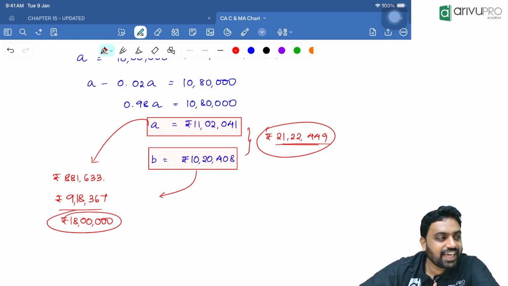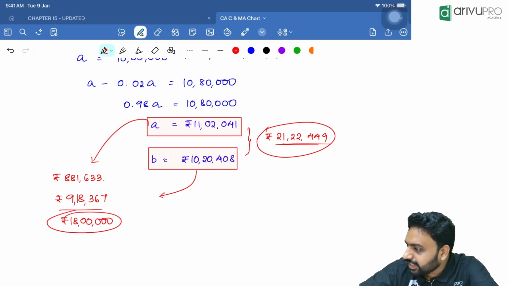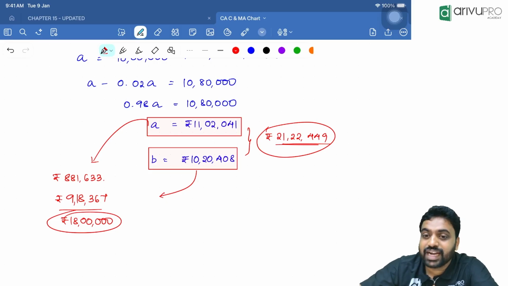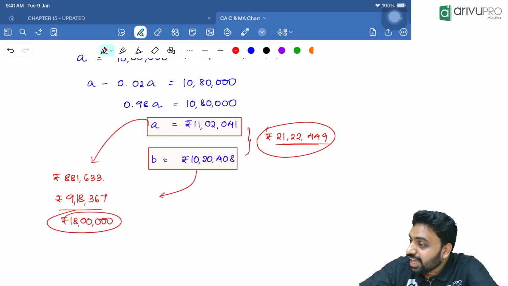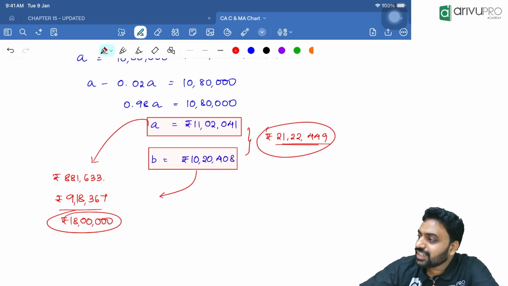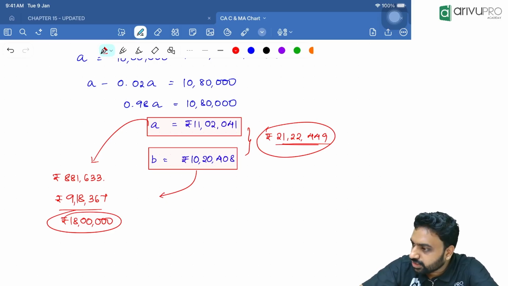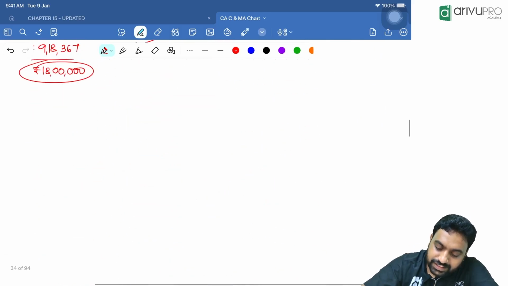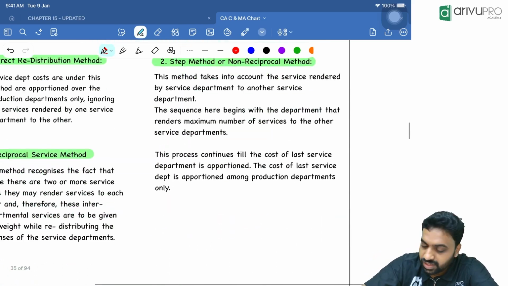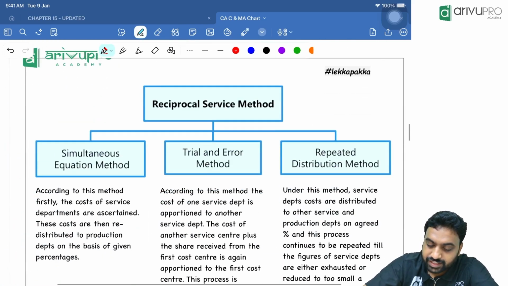That's the reason in case of simultaneous equation or trial and error, you should go for percentages. Don't take the ratios. Whereas in all other cases, the full amount should get distributed. Otherwise, the amount will be hanging in that particular department. That should not happen. That's the reason in all other cases, you should go for ratios. Hope it is clear. Understood or no? Great. Now this is your secondary distribution. Anyone, any doubt in the methods of secondary distribution?